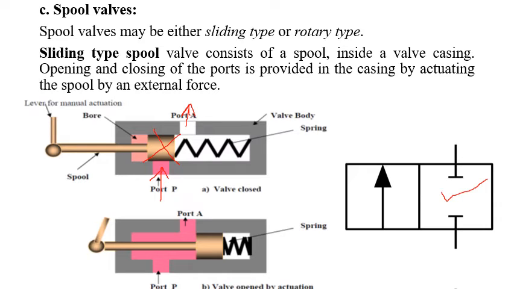And here, because of this mechanical force or some external force, the flow is connected from the pump towards the actuator. Look at this, the spool is moving because this lever is actuated by some external force, and the spool is moved against the spring force. The spring gets compressed, the spool is moved, and the flow is connected from P to A. This condition is satisfied here.